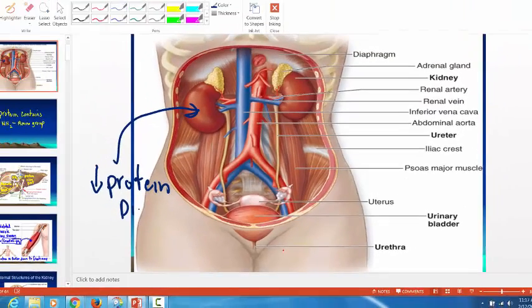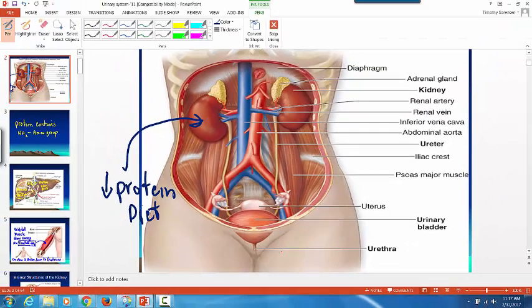That low protein diet will prevent the kidneys from having to work harder than they need to. So that's one of the big functions.